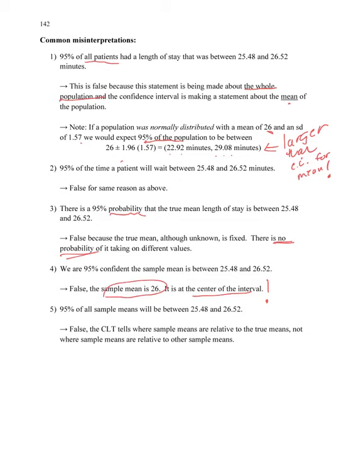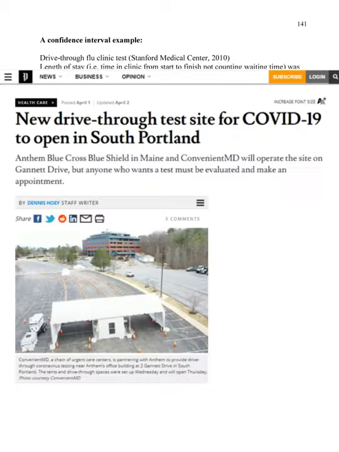Or something like 95% of all sample means will be in that range, okay? So that's false because the central limit theorem tells us where sample means are relative to the true mean, not where sample means are relative to other sample means. Okay? To say this would be like making that leap that the true mean is 26, when we don't know that. That's just an estimate. So just a couple little things to add on to this.